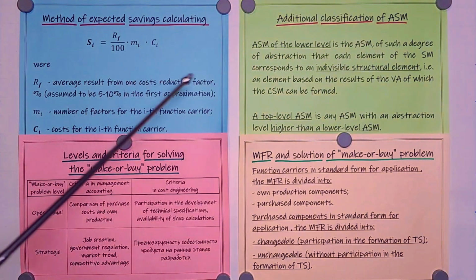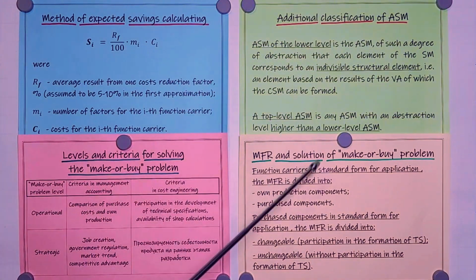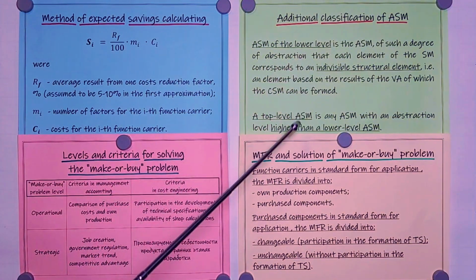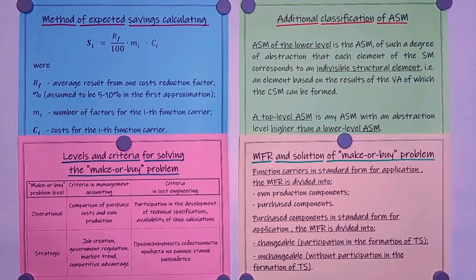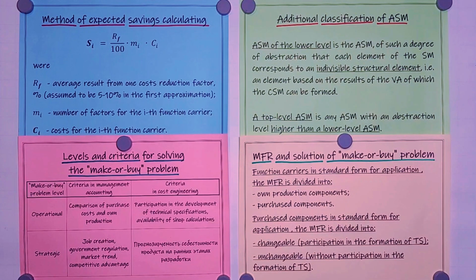Previously, we have already used the concept of lower and top-level abstract structural models to denote assembly units with a small number of elements and assembly units with a large number of incoming parts, aggregates, and systems, respectively. For further reasoning and consideration of the classification of factors, or control questions, cost drivers of reducing direct costs, it's necessary to narrow these concepts.